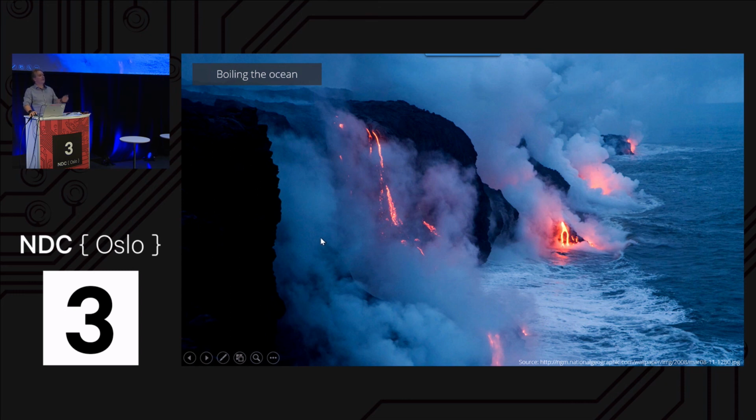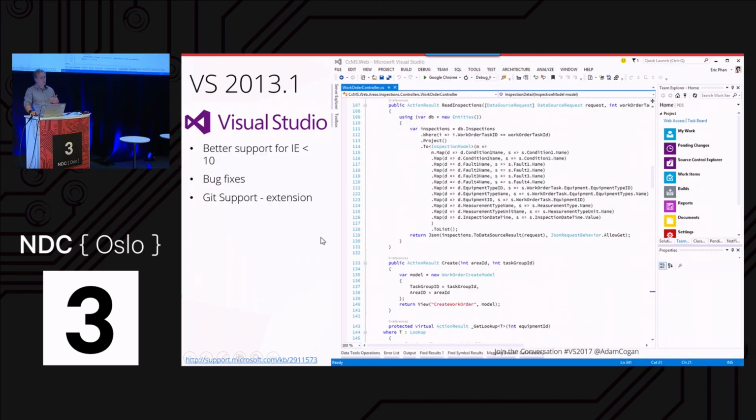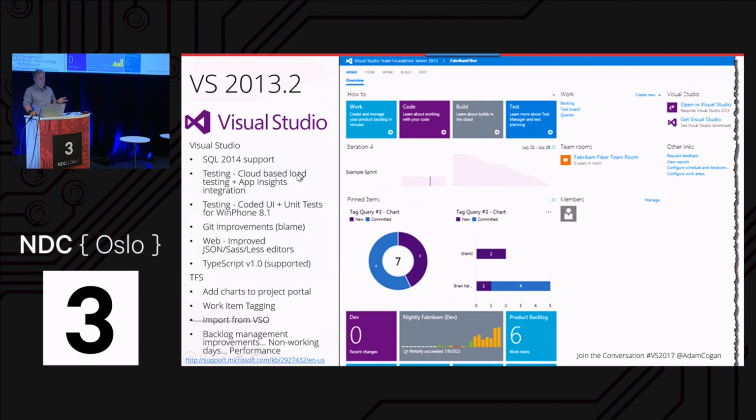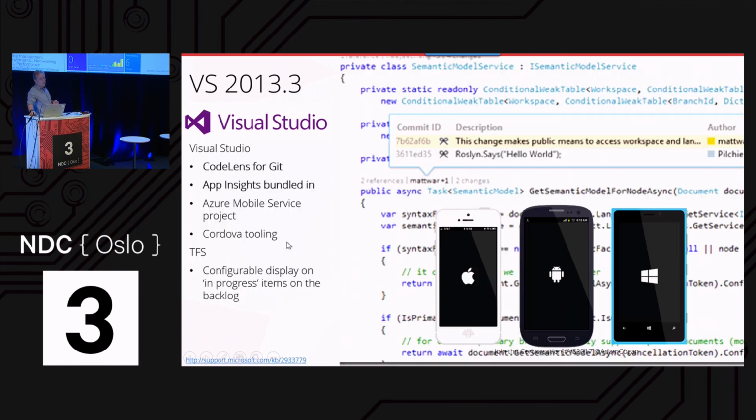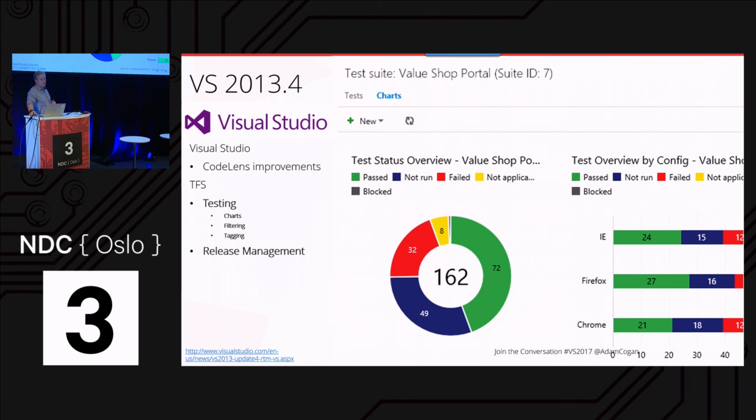Rather than a 2-year release cycle, they started doing small things. You know, an update 1, we got Git support. Like, that's enormous. You know, update 2, we got lots of stuff coming. And it wasn't just bug fixes, it was lots of cool stuff coming. Update 3, we got Cordova. And update 4, you know, it just kept on coming.